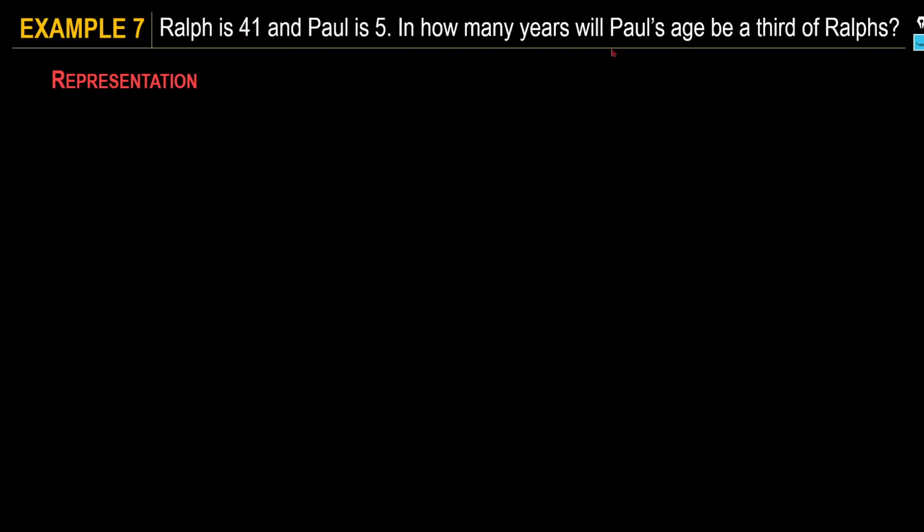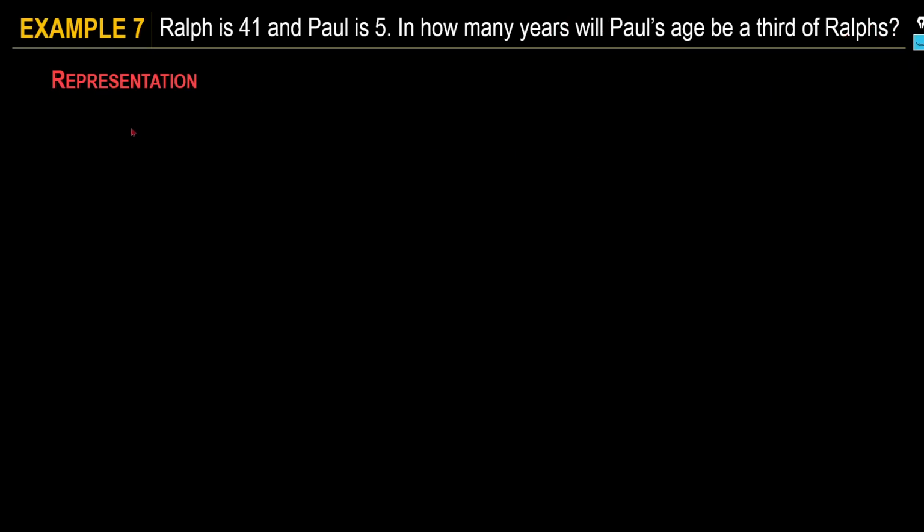So, ano ba yung natanong natin dito? Alam natin age ni Ralph. Alam natin age ni Paul. What do we need to know? What we need to know is how many years daw will Paul's age be a third of Ralph's? So, ang hinahanap natin, not an age, but rather, a certain number of years that has to elapse before this condition is met.